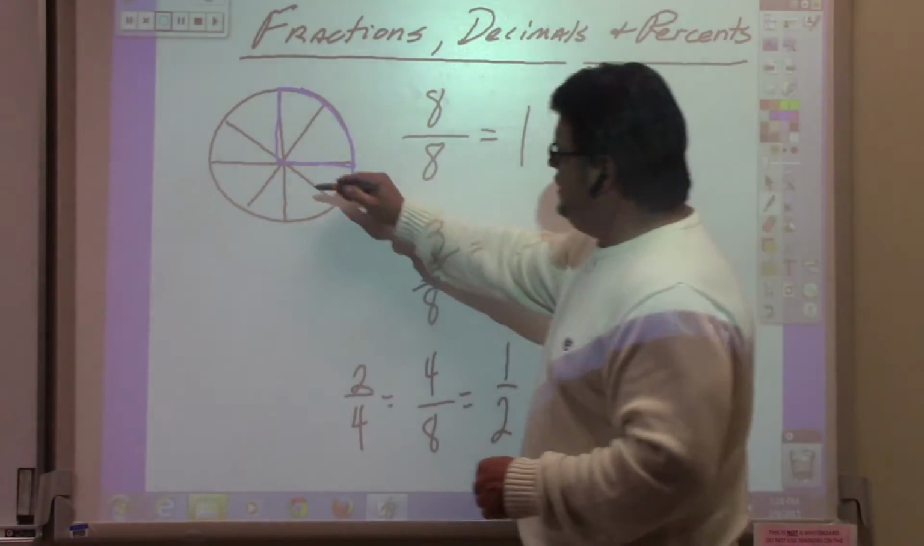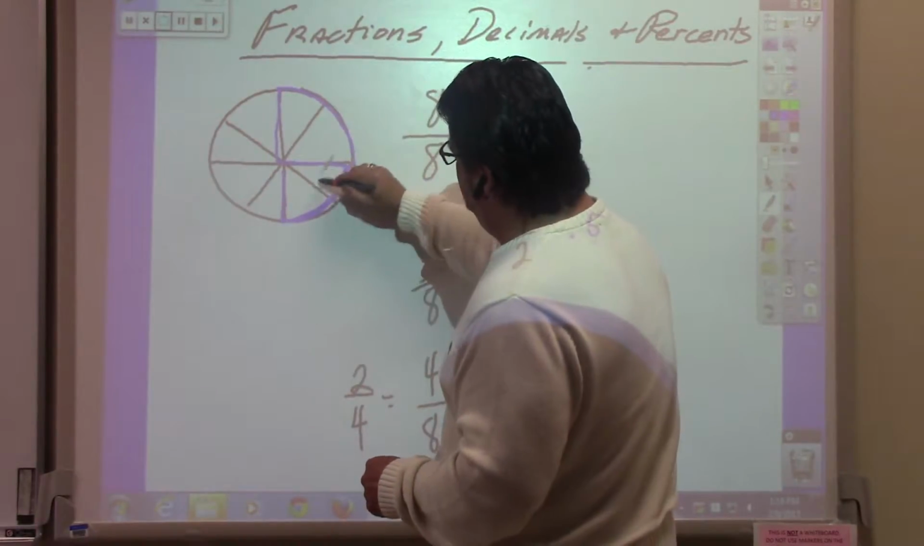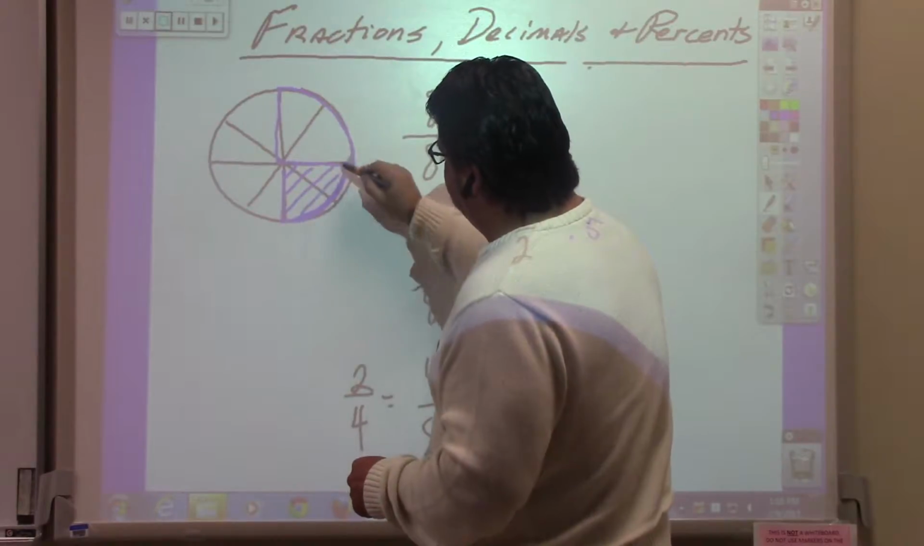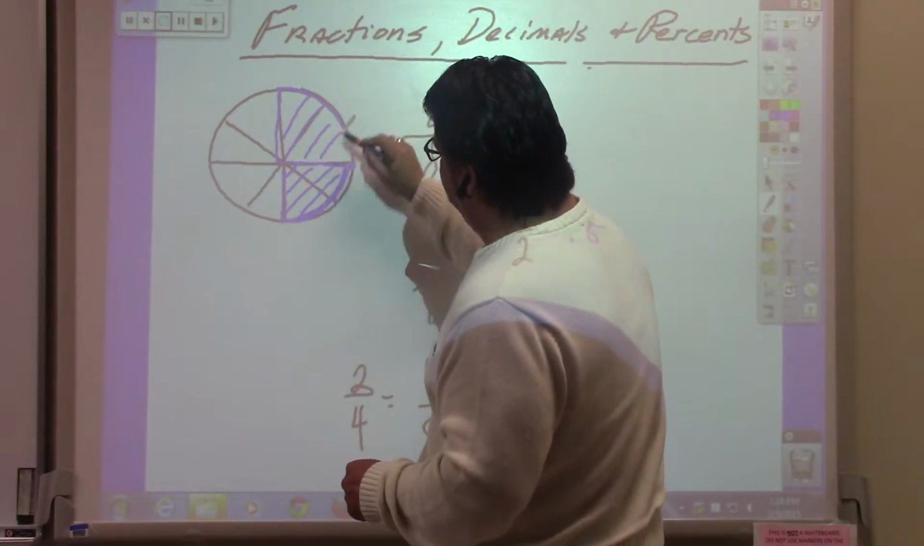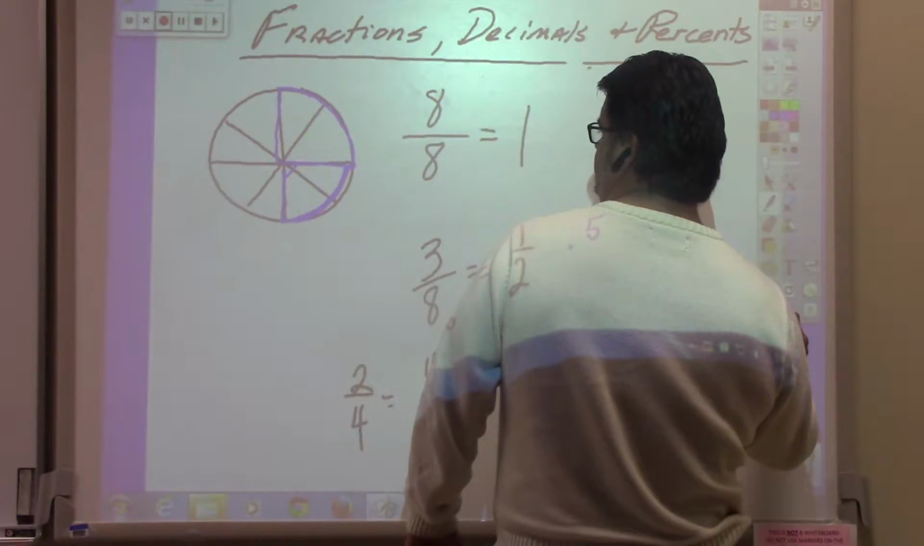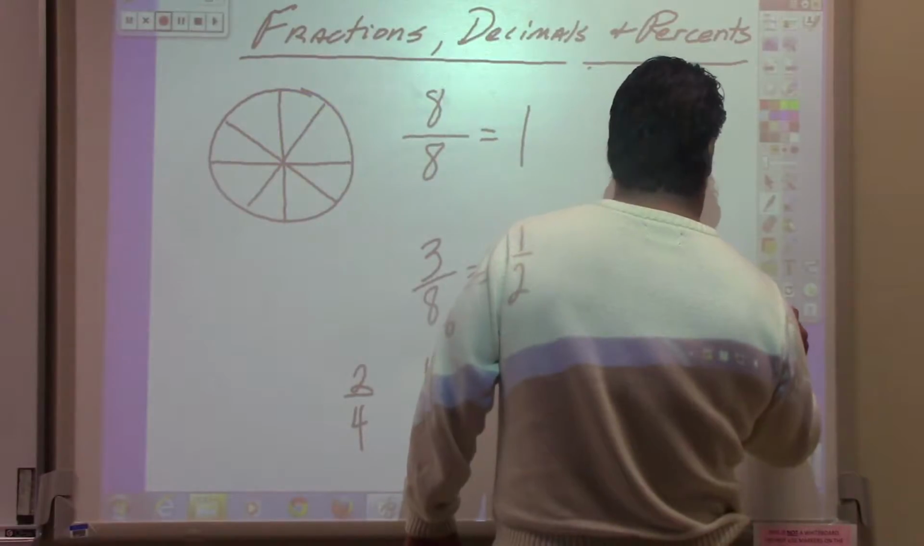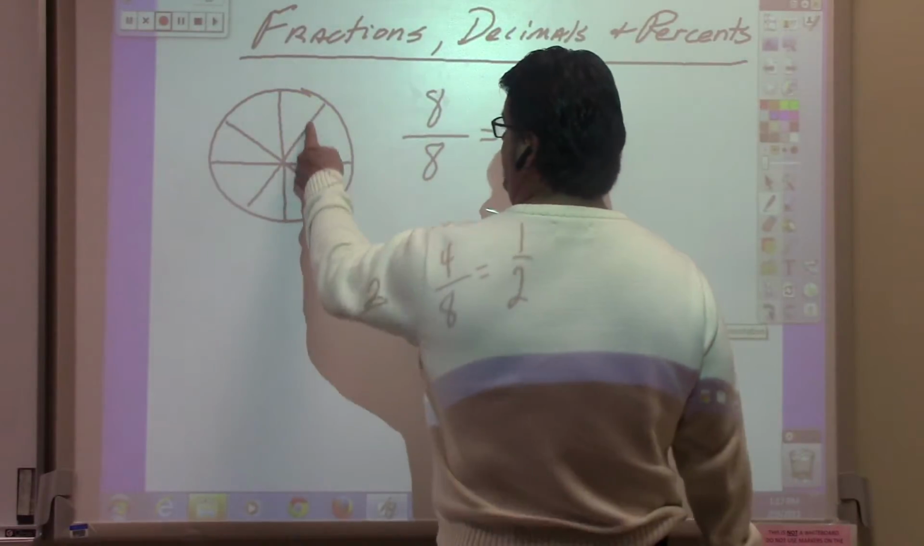Here's your 2 circled out of 4 here. 2 out of 4. Oh, there you go. Here's your 2. So the blue is 2 out of 4. But 2 out of 4 also represents your 4 out of 8.